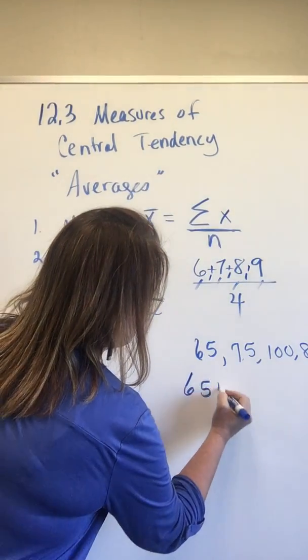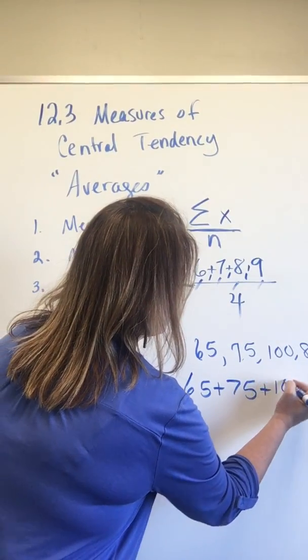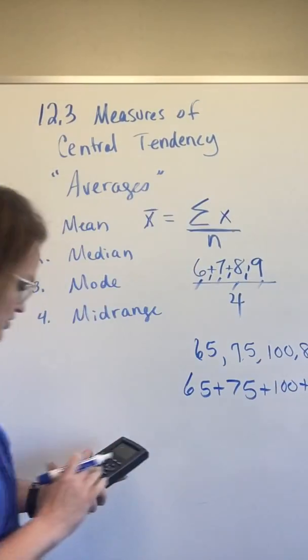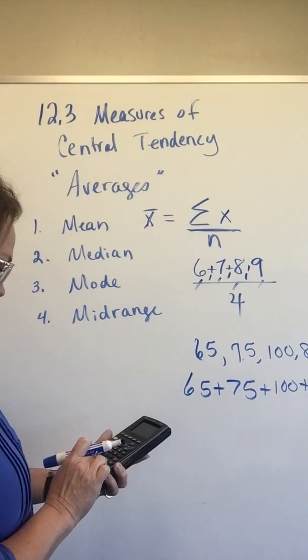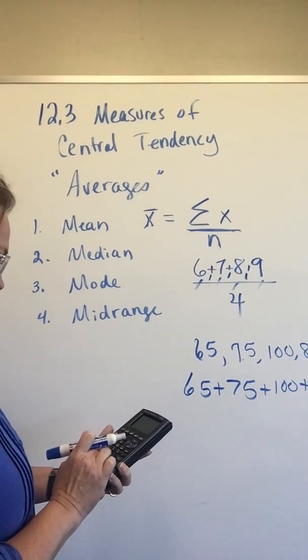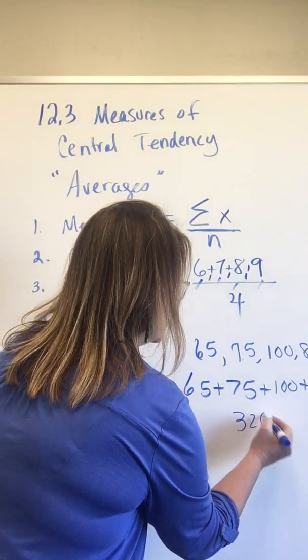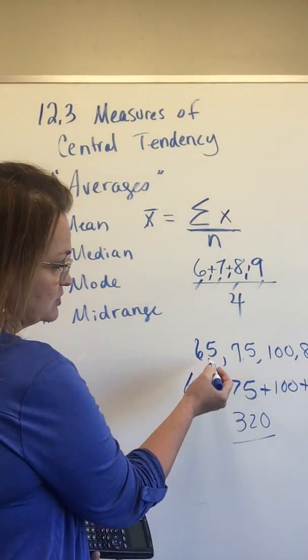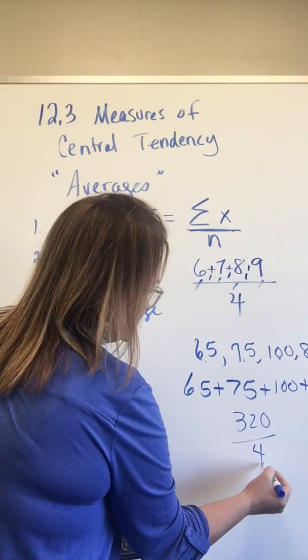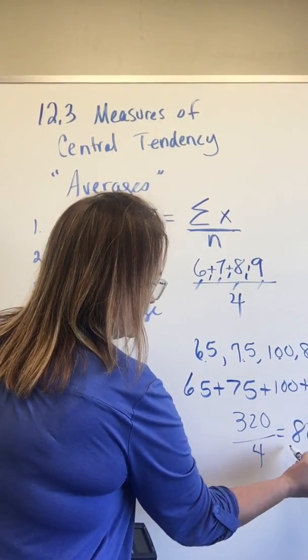65 plus 75 plus 100 plus 82. So we'd sum the data, or the X's, and that comes to 320. And then we would divide by N, which is 1, 2, 3, 4 pieces of data, and that would come out to be an 80.